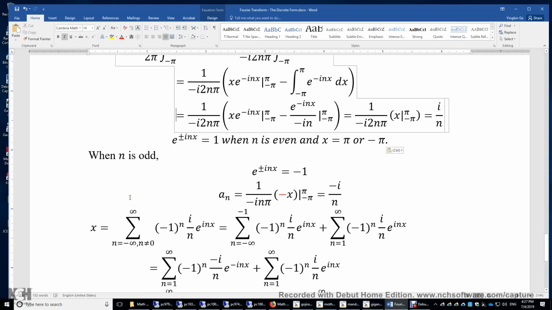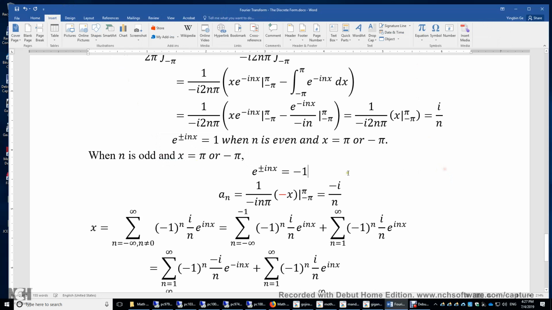All right, so what if this n is odd and x equals pi or negative pi? In this case, this e to the power plus minus i n x equals negative 1. So really just imagine e to the power plus minus 1 i pi, 3 i pi, 5 i pi. They have the same value, which is just cosine pi, or cosine 3 pi, or cosine 5 pi, which is 1. How about cosine negative pi, negative 3 pi, negative 5 pi? They're also the same, negative 1.